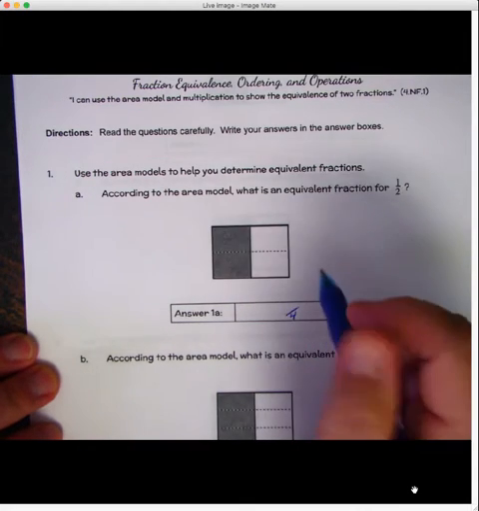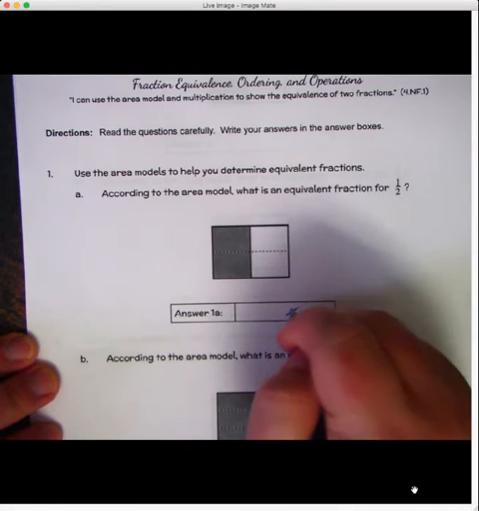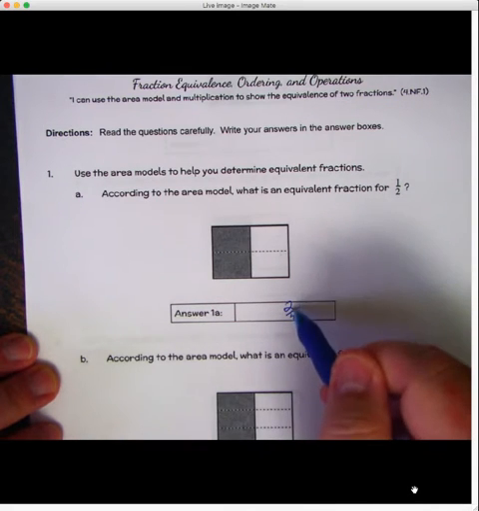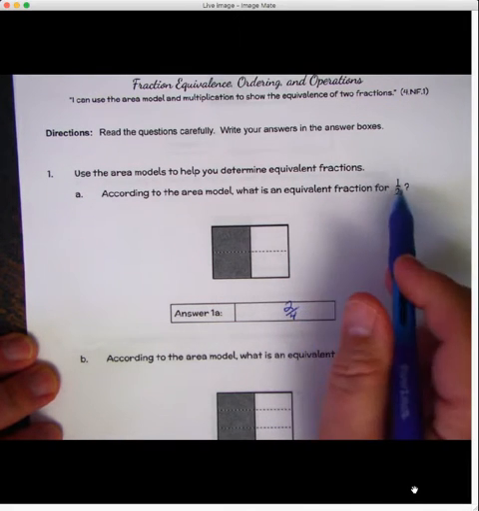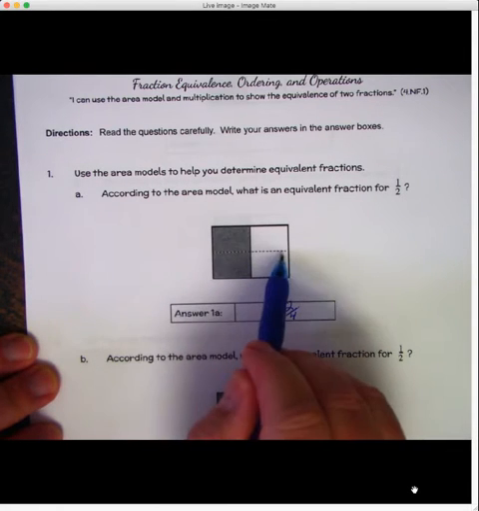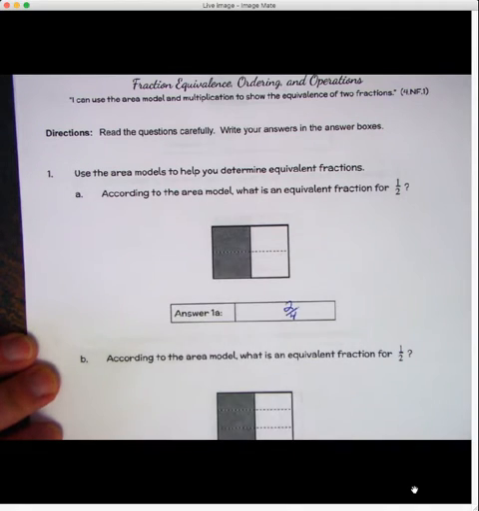So our bottom number is going to be 4, the denominator. And how many pieces are shaded in? 1, 2. 2 out of 4 is shaded in. So 2/4 is an equivalent fraction to 1/2. Because we take that 1/2 and we split it into the fourths, and now we have 2/4.